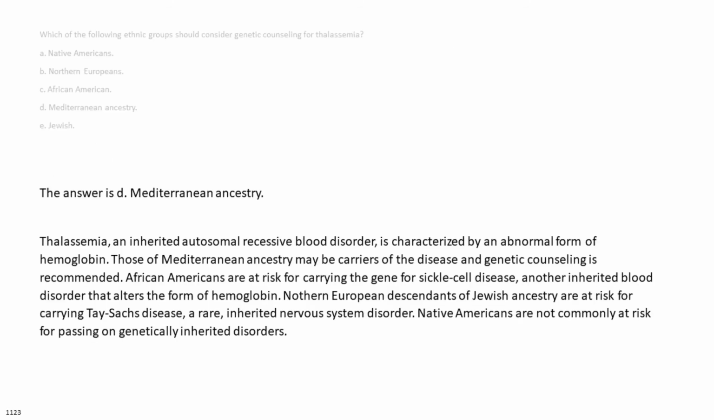The answer is D. Mediterranean ancestry. Thalassemia, an inherited autosomal recessive blood disorder, is characterized by an abnormal form of hemoglobin. Those of Mediterranean ancestry may be carriers of the disease and genetic counseling is recommended. African Americans are at risk for carrying the gene for sickle cell disease, another inherited blood disorder that alters the form of hemoglobin. Northern European descendants of Jewish ancestry are at risk for carrying Tay-Sachs disease, a rare, inherited nervous system disorder. Native Americans are not commonly at risk for passing on genetically inherited disorders.